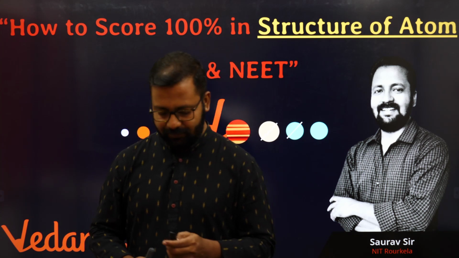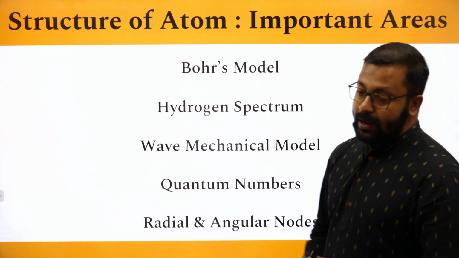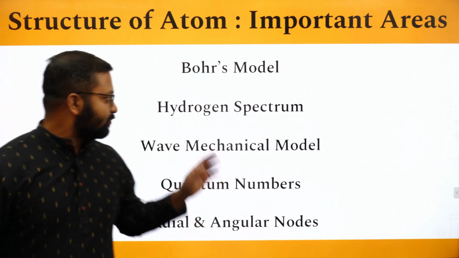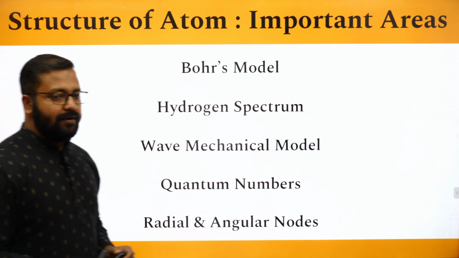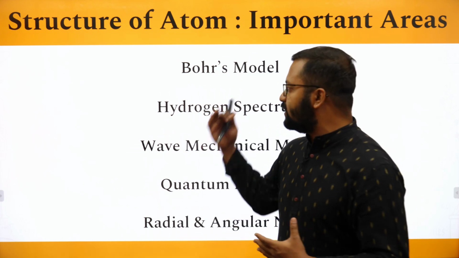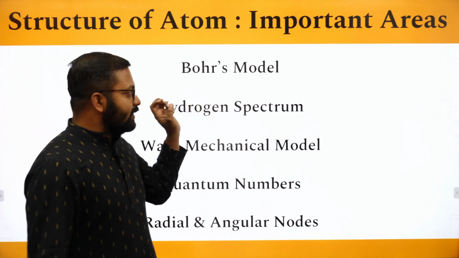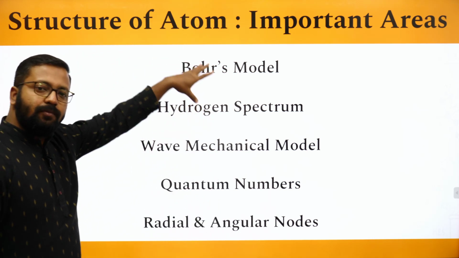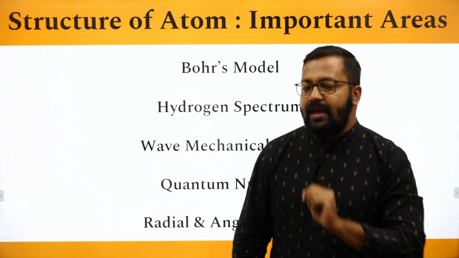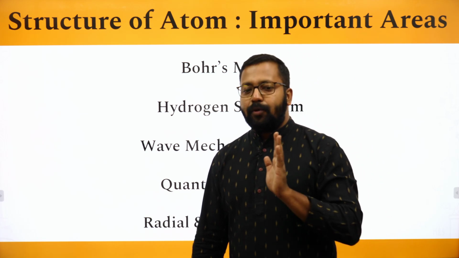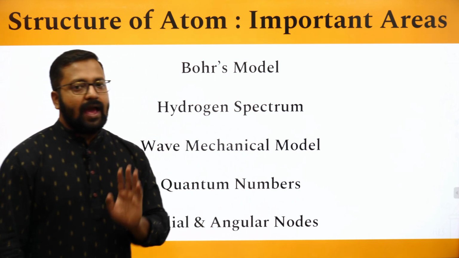Let's take the first question. Let's look at the areas first. The areas from where questions are generally asked are Bohr's model, hydrogen spectrum, wave mechanical model, quantum numbers, and radial and angular nodes. They ask questions primarily from these areas, so it's important that you know from which subsection among these questions are being asked. Like in Bohr's model, the subsection from where the question is being asked is primarily energy, potential energy, kinetic energy, relation to the total energy, radius, and that's it.